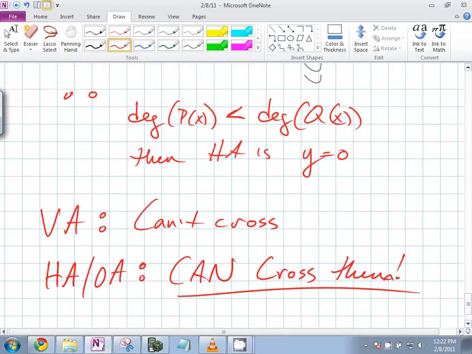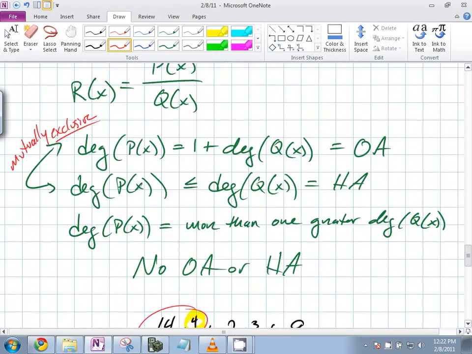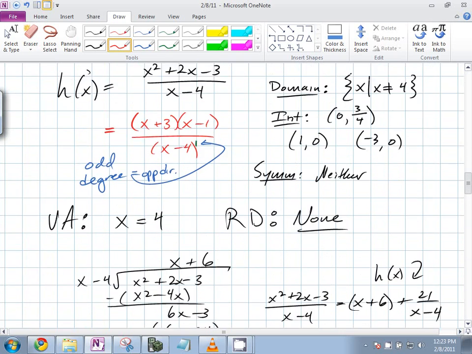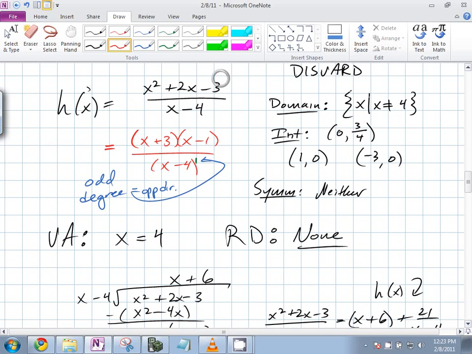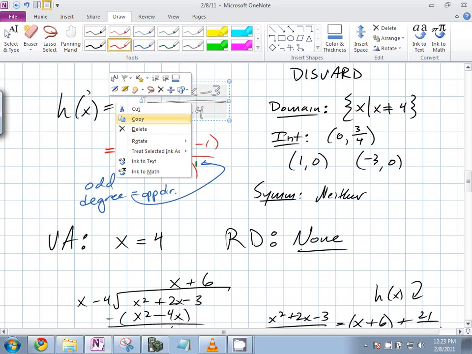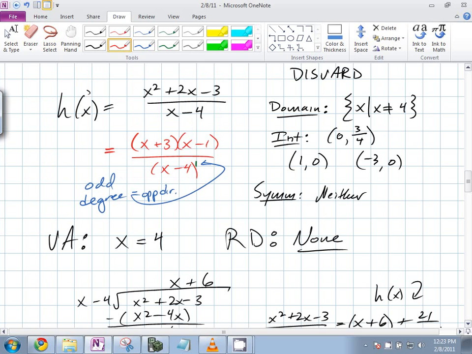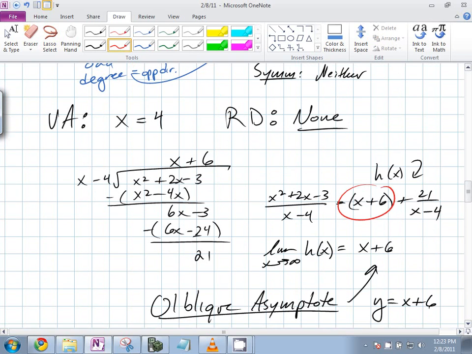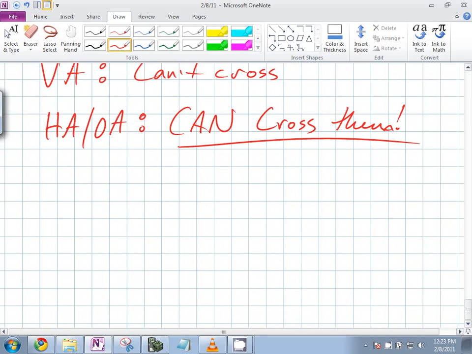So how would you do that? Let's look at this original function here. We worked on, what was that one we analyzed? This one right here. We saw this one, right? There's our h of x. And what was our oblique asymptote on this? Do you remember? It was x plus 6, right? So we have this function right here, and we want to know if it crosses x plus 6. How do you find out if two functions intersect each other? Yeah, you set them equal to each other and solve.